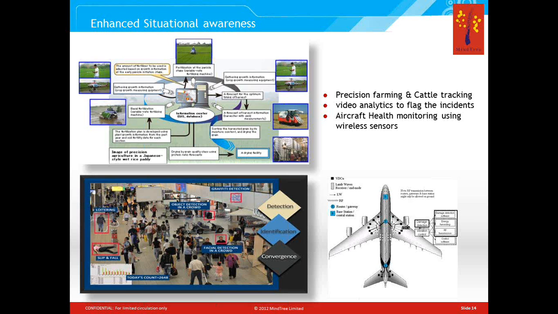Cameras can read the face and identify whose face this is. So face recognition is there. That is another example of what you can do with enhanced situational awareness if you have such capabilities.